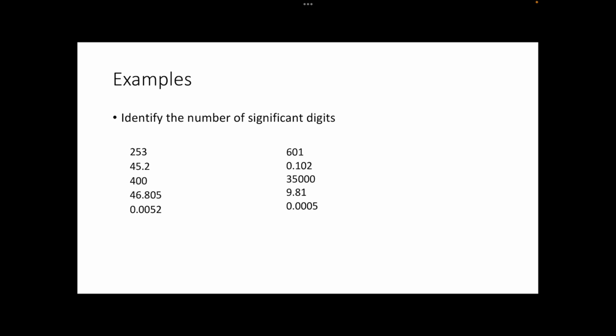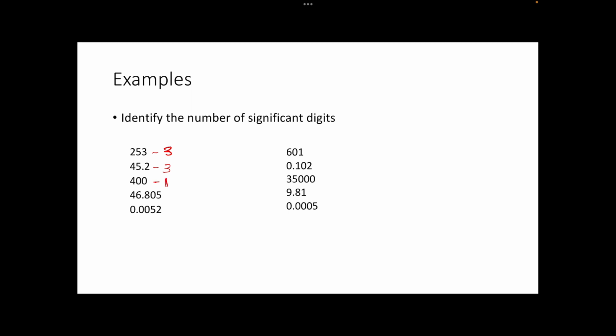All right, so the first one, 253, everything is non-zero, so that's going to have 3 significant figures. The second one is the same, 45.2, 3 non-zero numbers. Now this one, 400. We have 1 significant figure. Our zeros right here are not trailing, they're not in between 2 non-zeros, and there is no decimal point, so they are not significant. So we only have 1 significant figure.